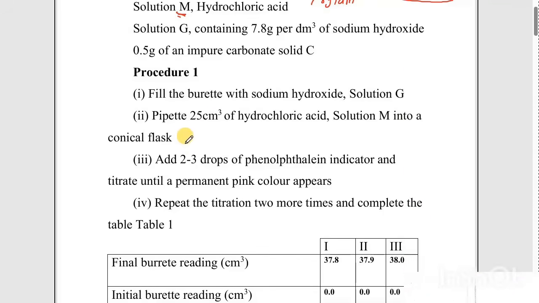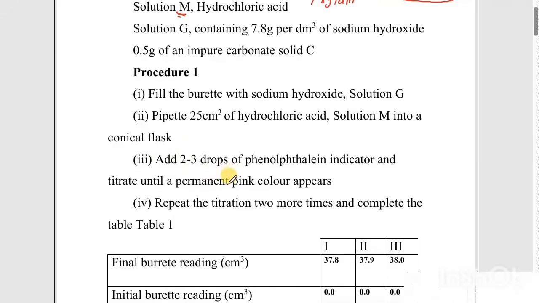Understanding the procedure. Fill the burette with sodium hydroxide solution G. Pipette 25 cm³ of hydrochloric acid solution M into the conical flask. So you understand that it is sodium hydroxide solution G reacting with hydrochloric acid. It is very important for you to understand that.